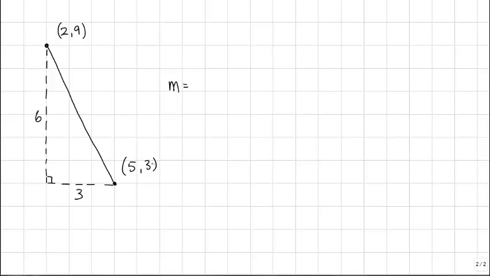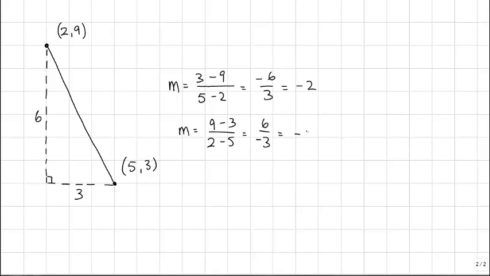So for instance here, for the rise, the change in the y values, I would do 3 minus 9, and then for the change in the x values, I would do 5 minus 2, and that would give me -6/3, which is -2. But it really wouldn't matter if you started with the other point and you said that it was 9 minus 3 over 2 minus 5, because that's going to change the signs of the numerator and the denominator. You're going to get 6/3, but it's not actually going to change the sign of the ratio. The ratio is still going to be -2.